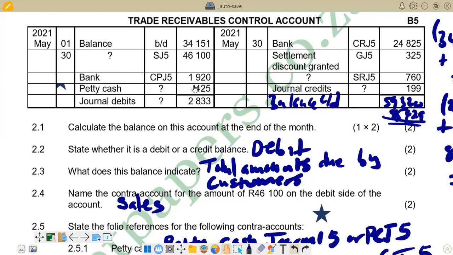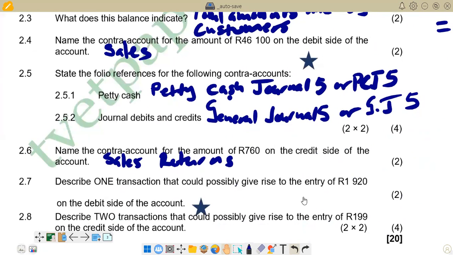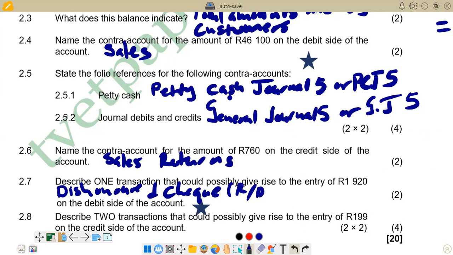It becomes a dishonored check, and usually it will be indicated by RD, which is refer to drawer. So let's just go there and indicate that it's a dishonored check. Here we have dishonored check, and it's usually shown as refer to drawer, RD. So that's what we have on 2.7.